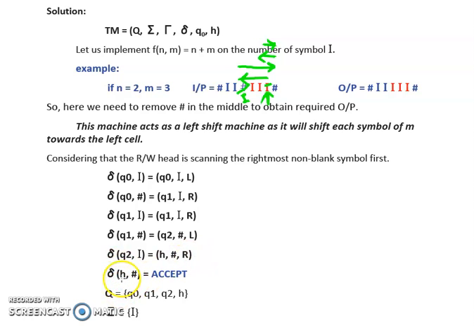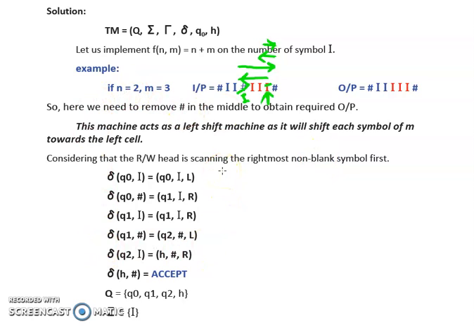Now, when we have reached the halt state and there is nothing left because this hash is read in the right direction, we have a hash. That means the string is accepted. That means we have obtained the required Turing machine for the left shift, or we can say that we have obtained the required Turing machine to solve the function f(n, m) = n + m. So this is our required Turing machine.